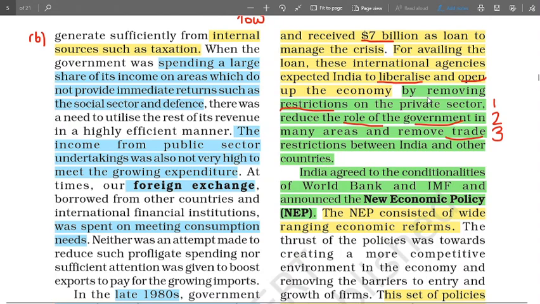And let me tell you, even though we are talking about a meaning, by saying remove restrictions on the private sector, it's like giving them freedom. That's what we call liberalization. So liberalization is a part of economic reforms, to do away with restrictions on the private sector.